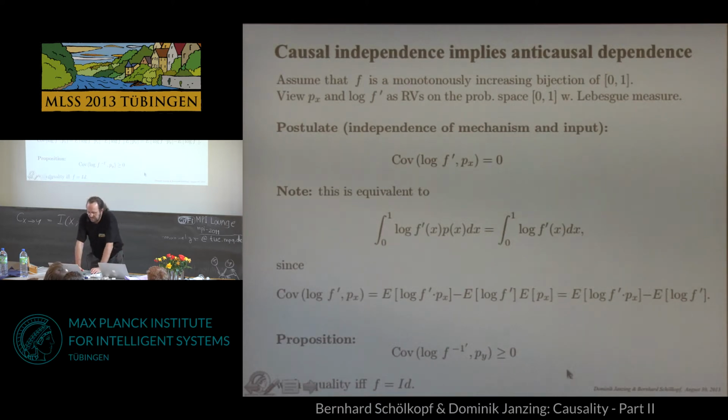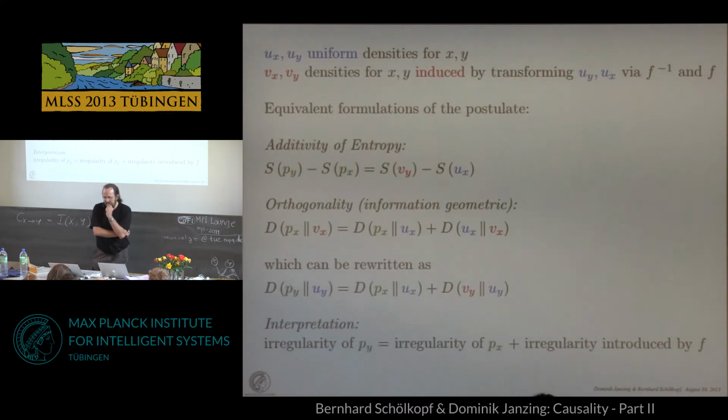In the following sense, in the backward direction, we have this inequality, so f to the minus 1 and p_y. And equality only holds true if the function is the identity. Of course, if the function is the identity, there's not going to be anything we can distinguish between forward and backward. If the function is not the identity, then in the backward direction, this quantity will be strictly positive. So we have an asymmetry. And this asymmetry can also be expressed equivalently in various other forms and related to notions of information geometry. And maybe I should not talk much about this.